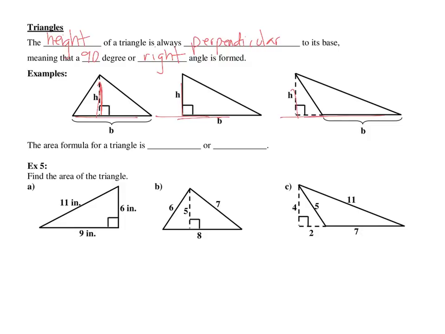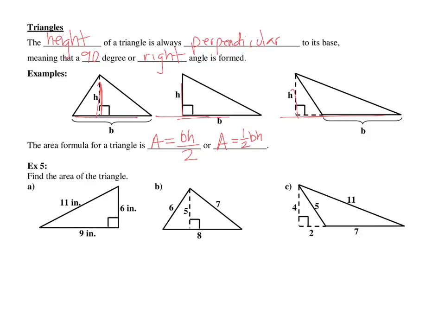So there's 3 examples of how to figure out the height for a triangle. Now the area formula for a triangle is area equals base times height divided by 2, or you could say area equals half the base times the height. Just 2 different representations, means the same thing though.